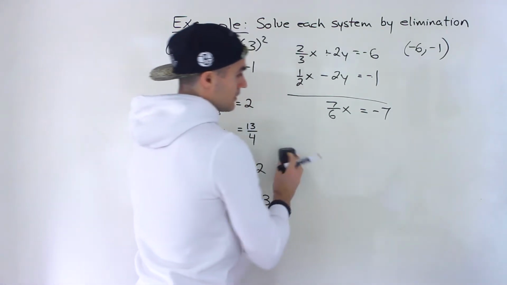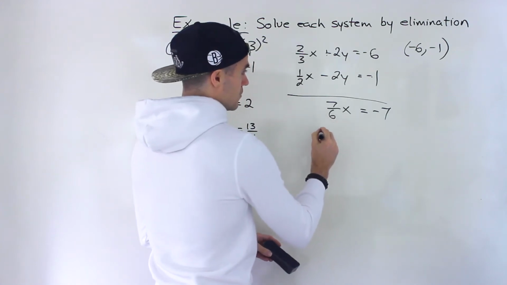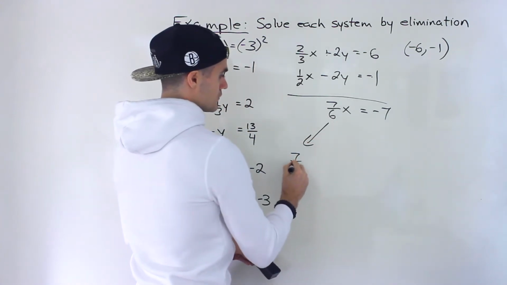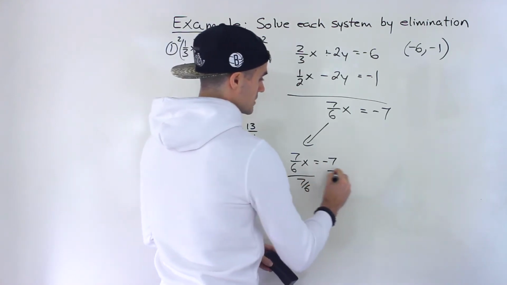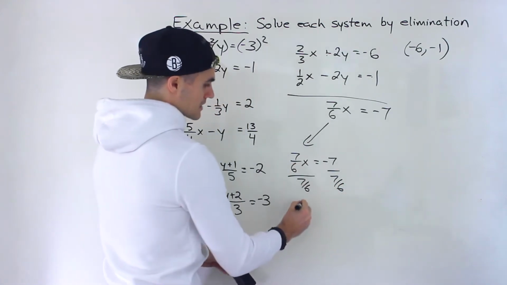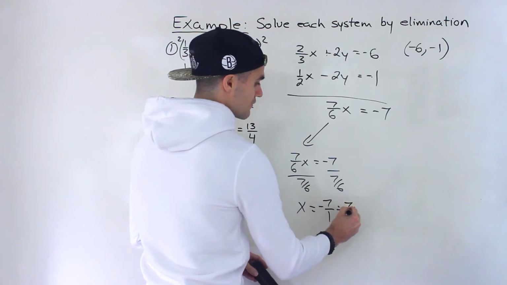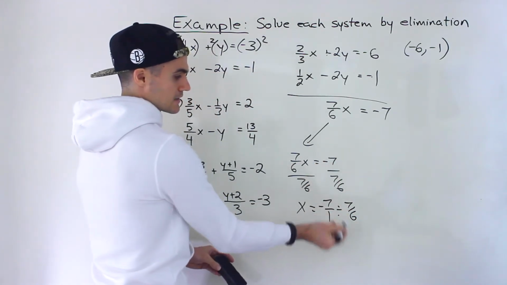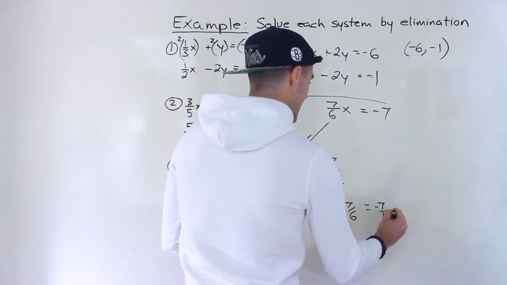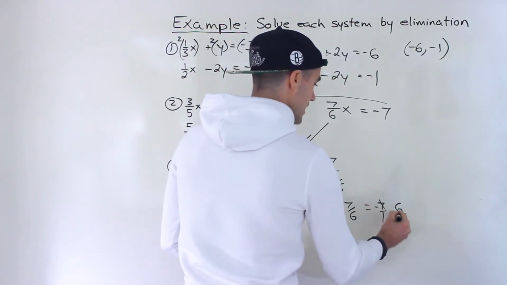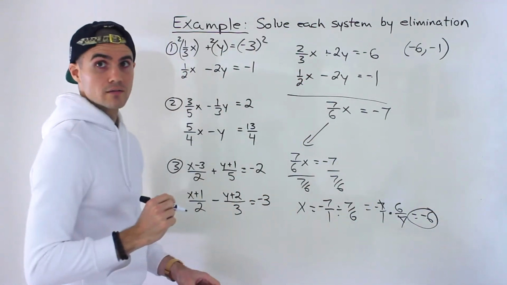All right, and then from here, to get this x by itself, there's 2 ways to go about it. So let me show you. 7 over 6x is negative 7. So we could divide both sides by 7 over 6, right, to get the x by itself. So we'd end up with negative 7 over 1 divided by 7 over 6. Whenever I have something like this, I like to convert it into that format. So it would be negative 7 over 1 times 6 over 7. The 7's cancel out. We end up with negative 6, which is what we got the last time.